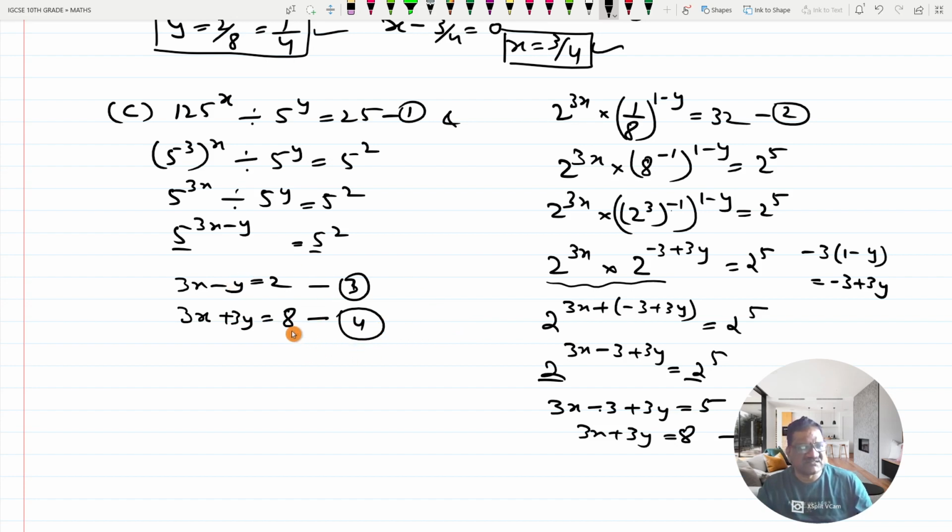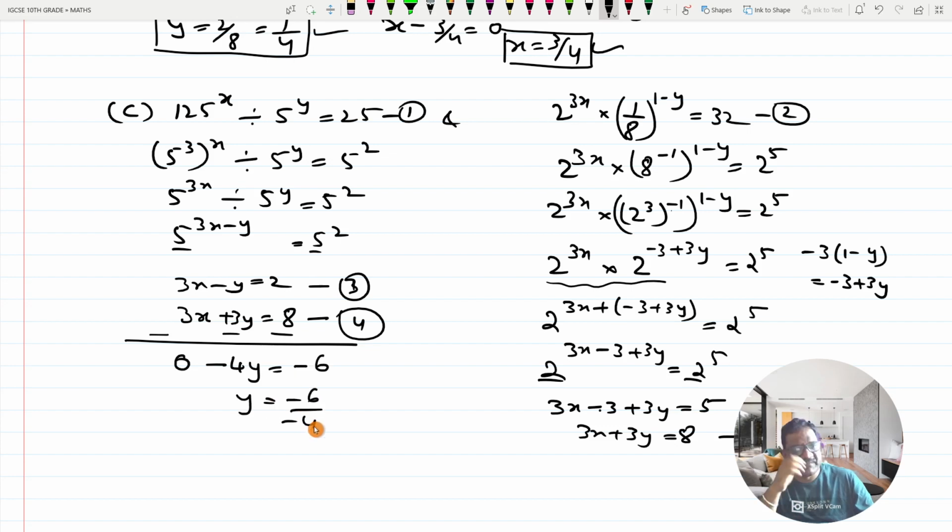Now let us solve this equation 3 and 4, which are in the non-exponential form. Okay. So what I'll do is, again, here I'll do subtraction. 3x minus 3x will give me 0. Minus y minus 3y will give me minus 4y. And 2 minus 8 will give me minus 6. So my y will be equal to minus 6 upon minus 4. Minus minus will get cut out. Okay, and I'll get 3 upon 2. So I get y is equal to 3 upon 2.